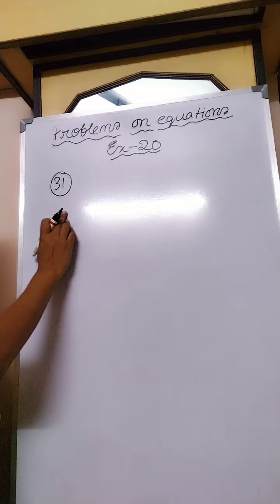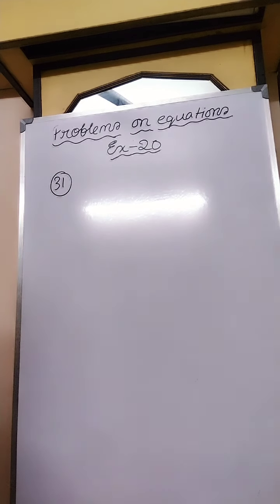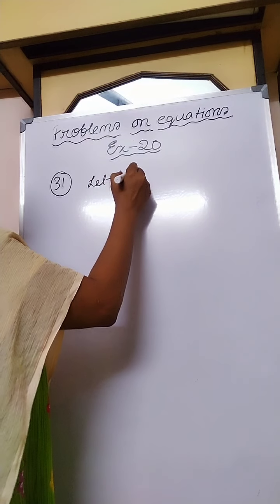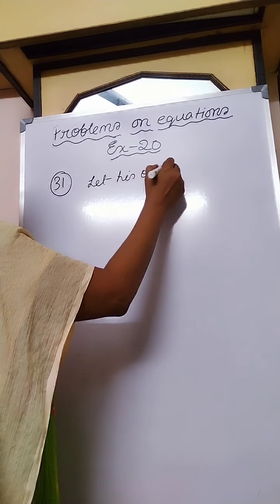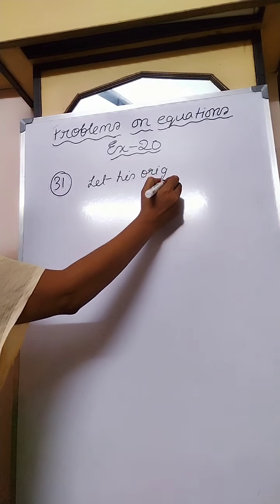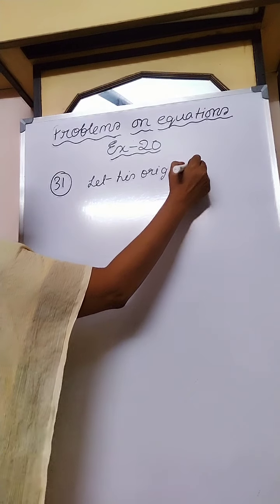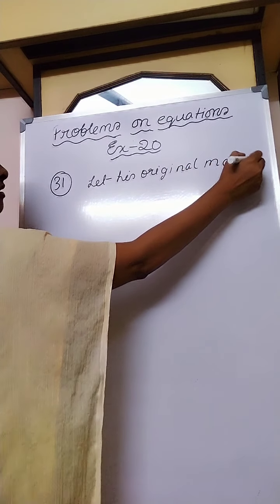In sum number 31 of exercise 20 it is given that a man having spent 3/5 of his money found that he had only 290 rupees left. A man having spent 3/5 of his money found that only 290 is left. How much did he have at first? So let his original money be X.